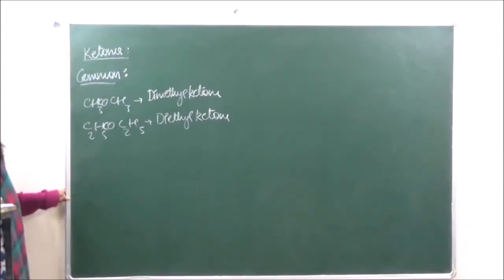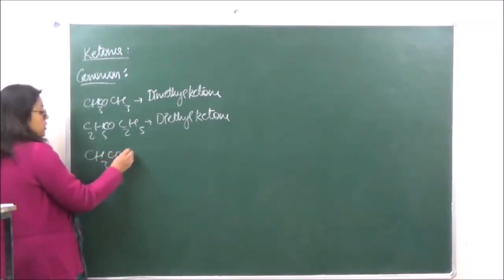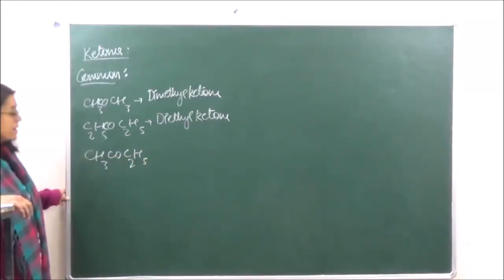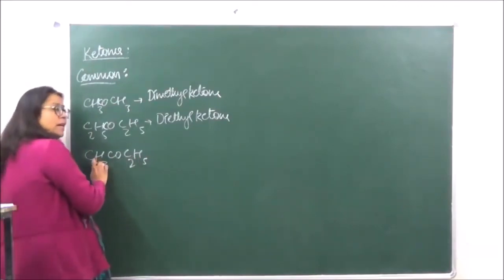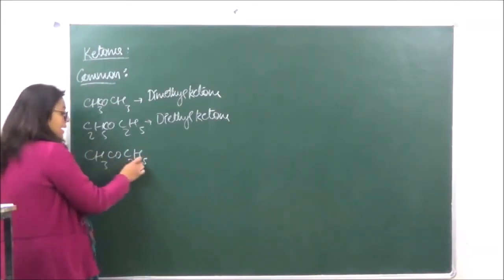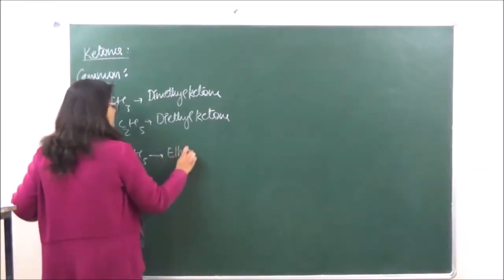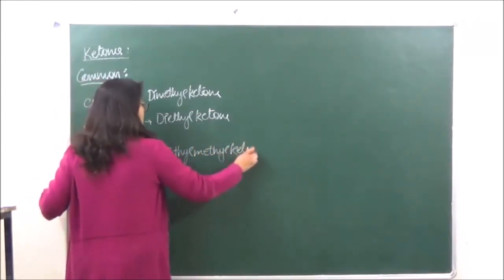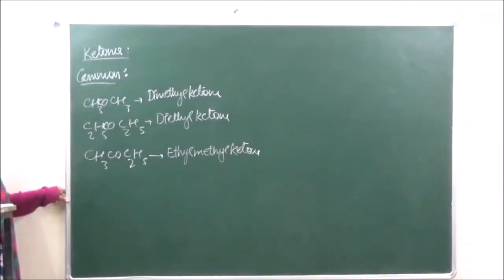If we are having different alkyl groups over here, like we have CH3COC2H5, this is known as an unsymmetrical ketone, or a mixed ketone. Over here we are going to name the alkyl groups alphabetically. This is the methyl, this is the ethyl. So E comes first. This is going to be known as ethyl methyl ketone. Is it clear?